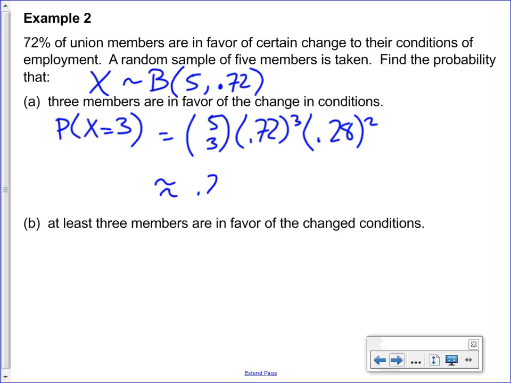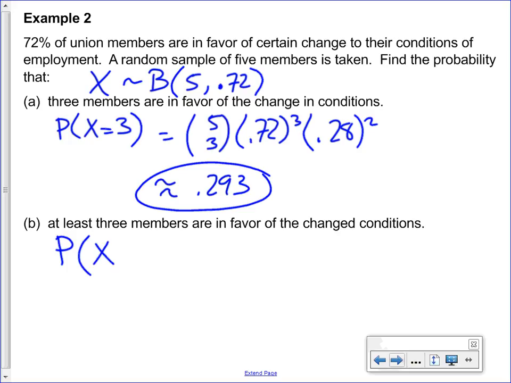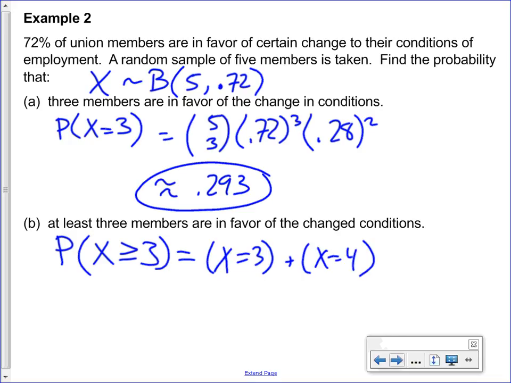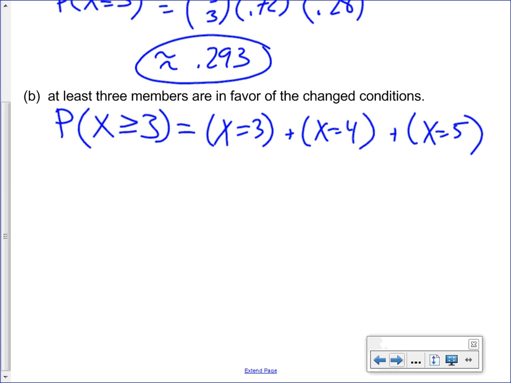So 0.293 to 3 significant figures. So it's asking for P of X greater than? Do we do equal to? Equal to 3. So P of X equals 3, plus P of X equals 4, and I just dropped the P, I'm sorry, plus P of X equals 5. Okay, go ahead and try that calculation.